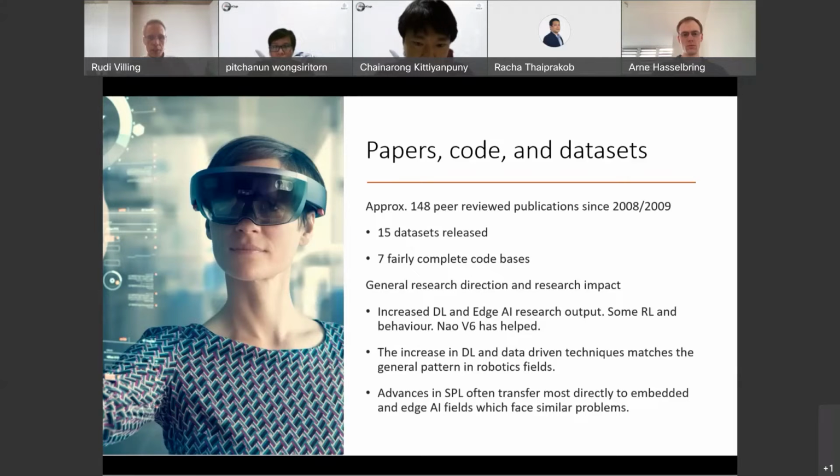The general research direction that we have for the league is towards increased deep learning and edge AI research output. There has also been some work on reinforcement learning and behavior, and the now V6 platform has definitely helped a lot in terms of its computational capability. The increase in deep learning and data-driven techniques matches the general pattern in robotics fields. And I would note that the advances that we make in the SPL would often transfer most directly to the embedded and edge AI fields.